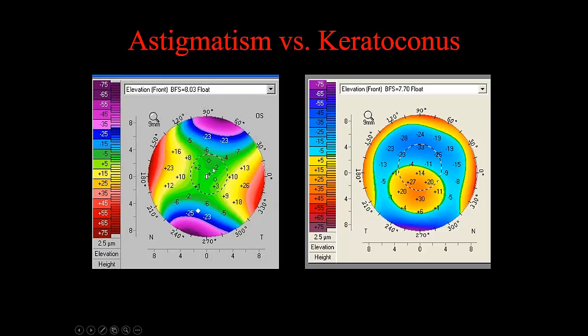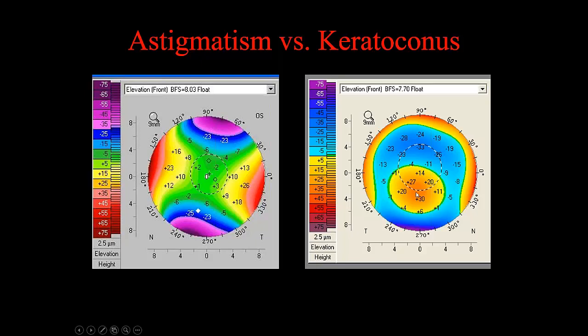You'll notice if I go along the steep meridian here, the numbers increase as I go further out. And if I look at this meridian, sorry, the flat meridian here, you'll see the numbers decrease as I go along. So the further I go from the apex, the greater the separation between the steep and the flat. Again, I said it incorrectly before: this is the flat meridian because it's raised above the best fit sphere, and this is the steep meridian. So these numbers in magnitude don't indicate pathology. They indicate distance from the apex and the magnitude of the astigmatism.